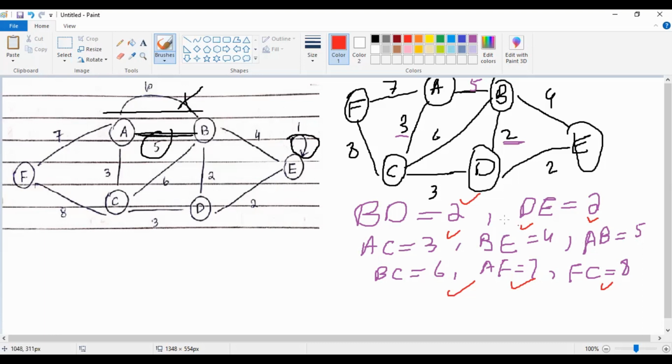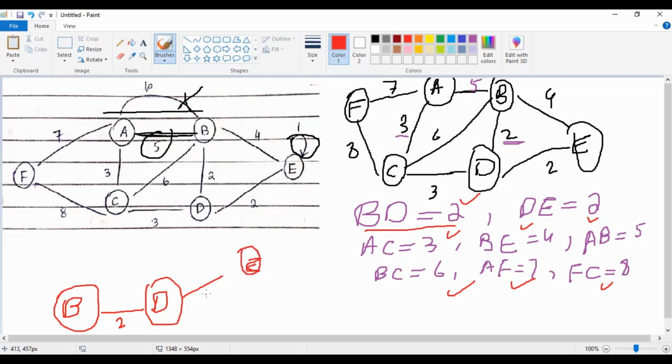Now, first of all, I am starting from the smallest one, B to D. I need to draw it. So B to D, I have drawn, which has a weight of 2. So I have written 2. Then the next thing is D to E. Here I'm creating only the E section because D is already present. So D to E, we have a weight of 2 again. So I need to write it here too.